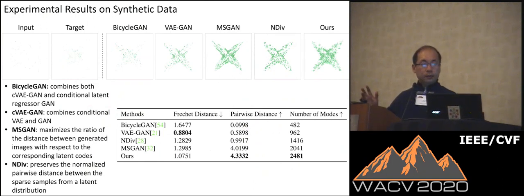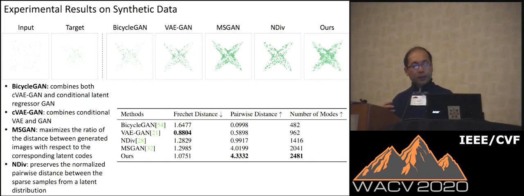So here's the synthetic example. Input is a very simple X-shaped target, and we want to map from those random variables onto this X-shaped target. You can see very different types of GAN tend to have different types of mode collapse problems. And our technique tends to have a very diverse solution with the same number of samples you obtain.